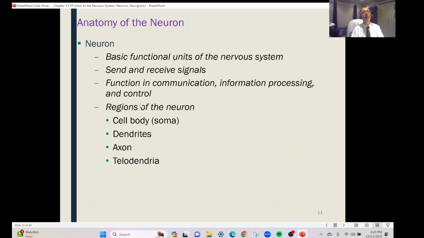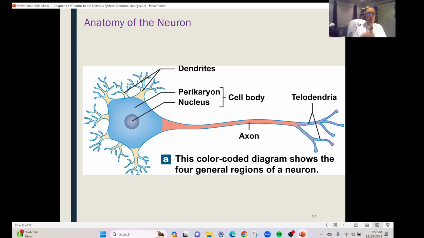We're going to break the neuron down into four distinct parts. We'll take a look at the cell body, also known as the soma, right? Soma is a really important word. Anytime you hear the word soma, think body, okay? Think body. The second part is going to be the dendrites. The third part is the axon, and then the very end of the axon, where the axon will branch out, we're going to refer to that as the telodendria.